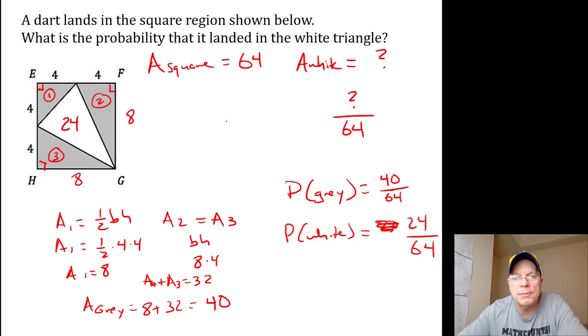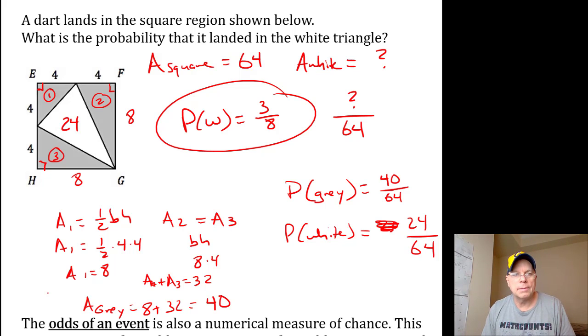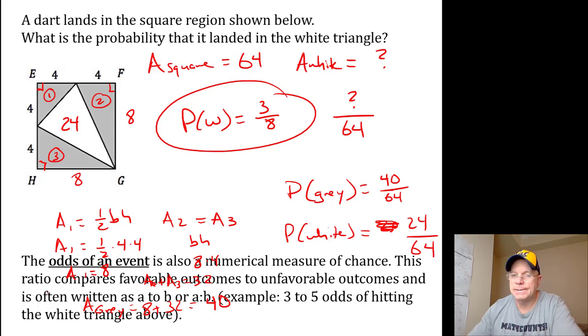And so the probability of white, simplified, would be 24/64, divide by 8, 3/8. 3/8 chance of landing in the white triangle. It was an unfortunate place to put that.